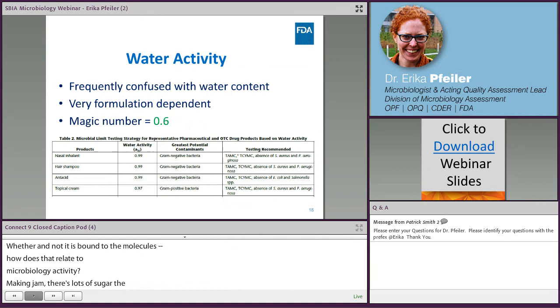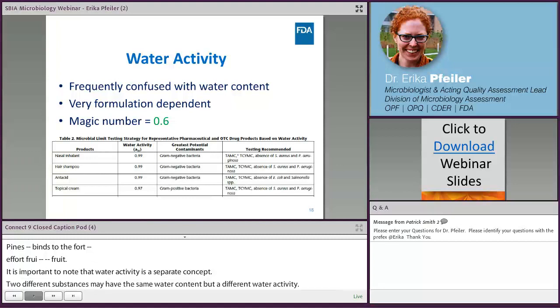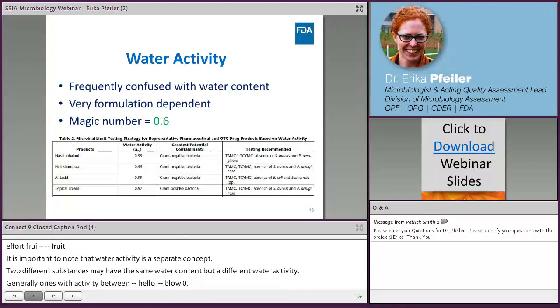Now, it's important to note that water activity is a separate concept from water content. In fact, two different substances may have the same water content, but a different water activity. Generally, products with a water activity below 0.6 are low enough that microbial proliferation is not possible. So these products are very low risk. Being such low risk often qualifies these products for reduced microbiological testing schedules, which we'll discuss a bit towards the end of the presentation.